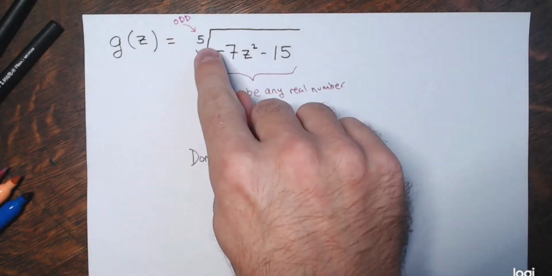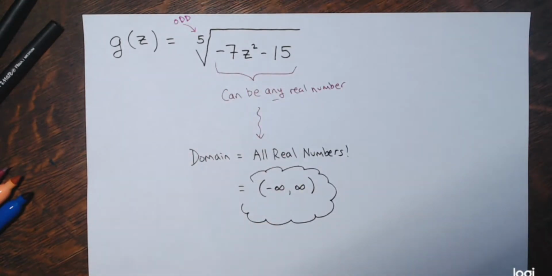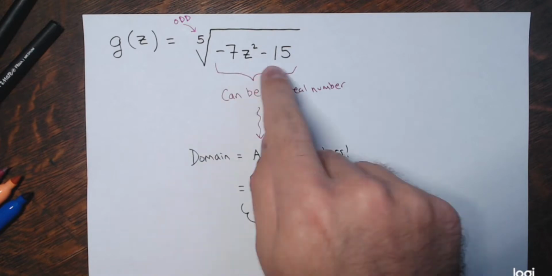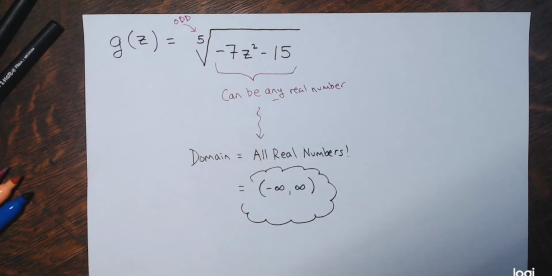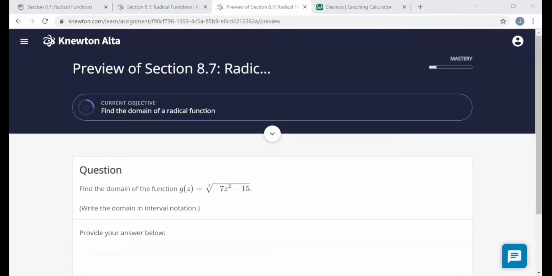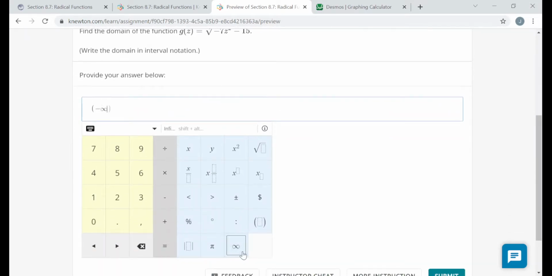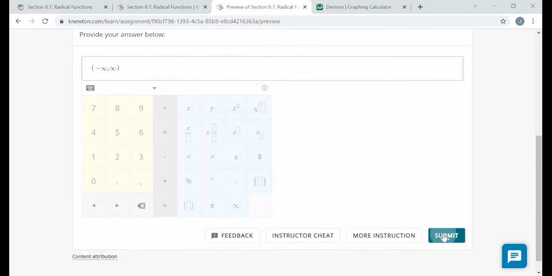You see an odd root, the domain is anything, any real number at all. You see an even root, then the radicand can't be negative, it has to be greater than or equal to 0, and you set up an inequality and try solving that. So a little trickier with the even roots, but odd roots, no problem. It's just parentheses, negative infinity, comma, positive infinity, close parentheses. All real numbers.